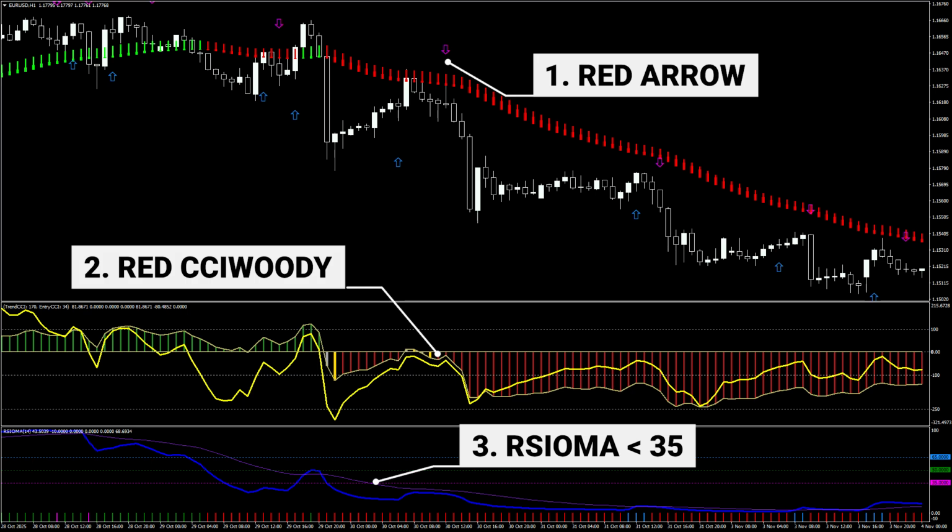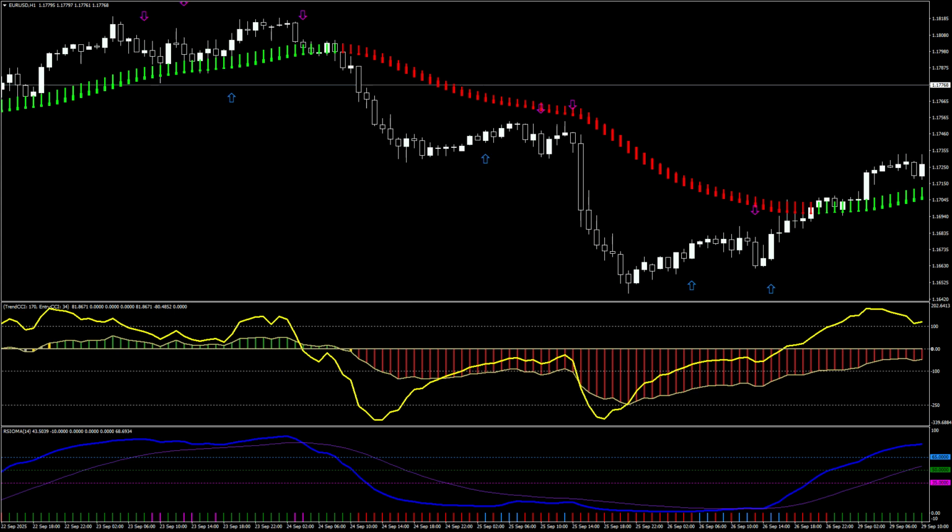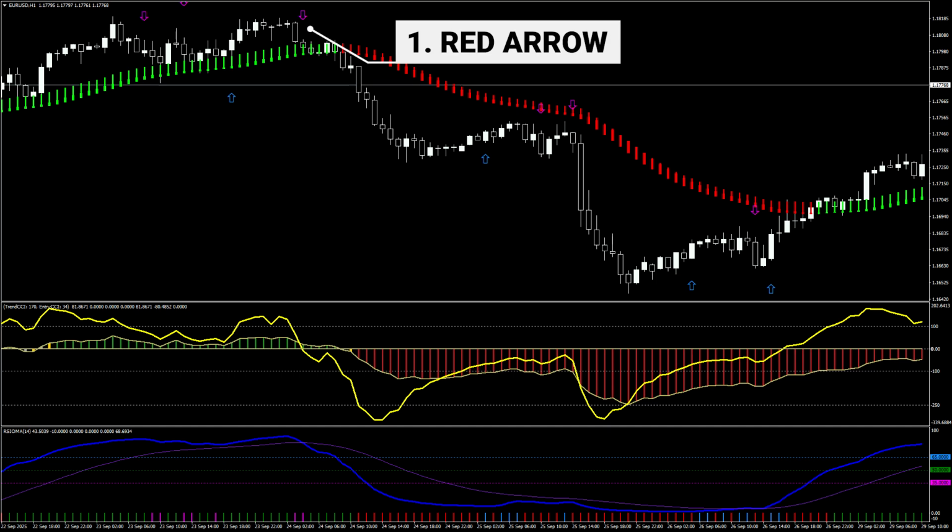Since we have the crossover, the red momentum bars, and the RSI OMA in the sell zone, this is a valid setup. We open a sell position right at the close of this candle. Here on the chart, we get another crossover signal indicating a potential move down. By now, this process should feel automatic to you.